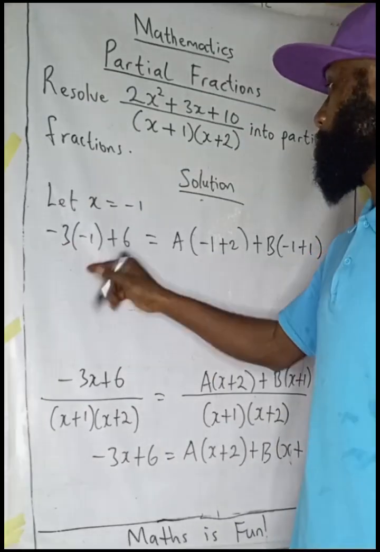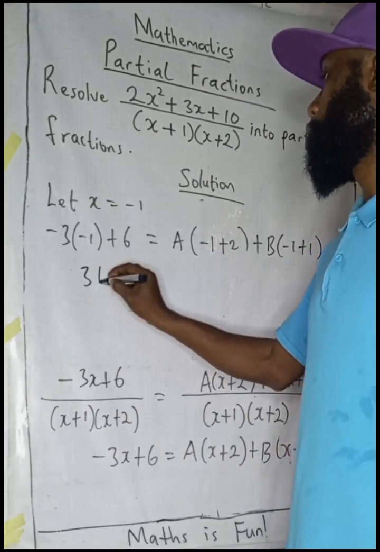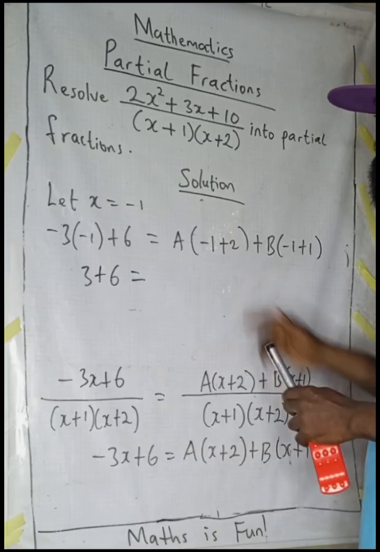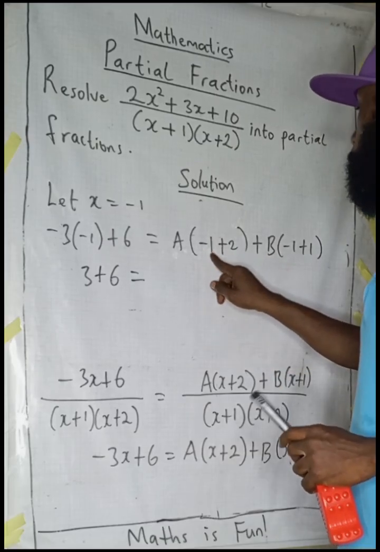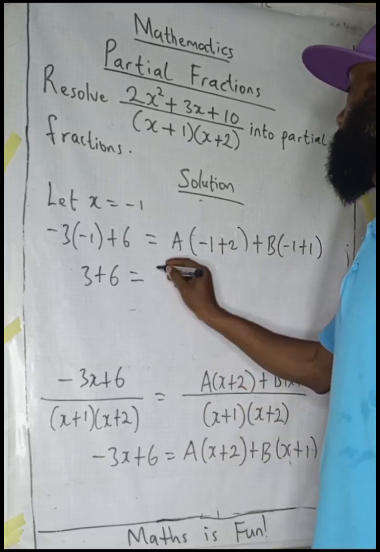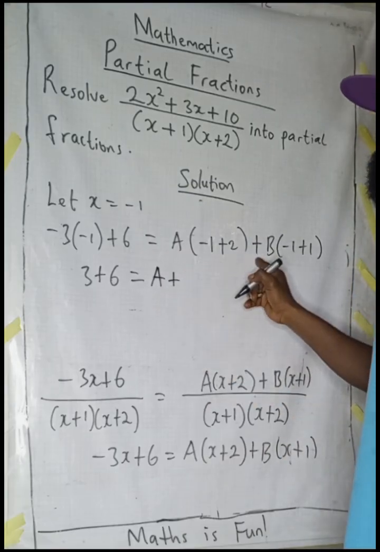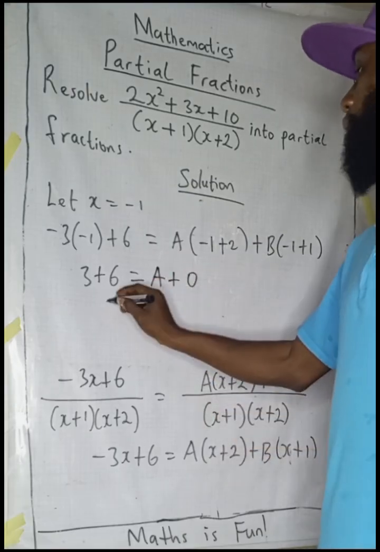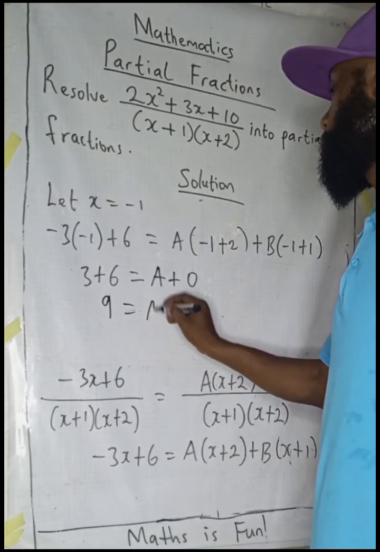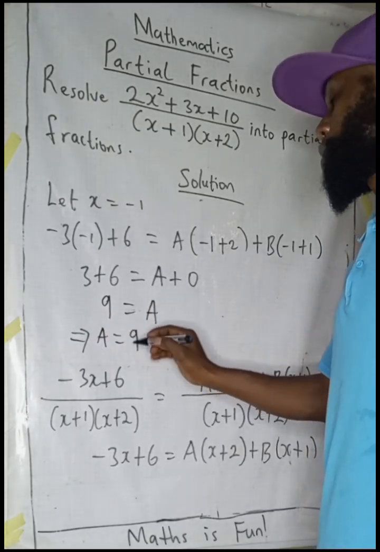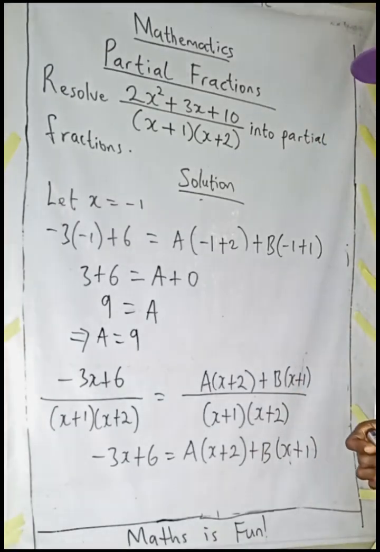So what do we have? In multiplication, you have 3 plus 6 being equal to, this is 2 minus 1, which is 1, 1 times a is a. This has turned to 0. It's just like saying plus 0. So 9 is equal to a, implying that a is 9. So we found the value of a.